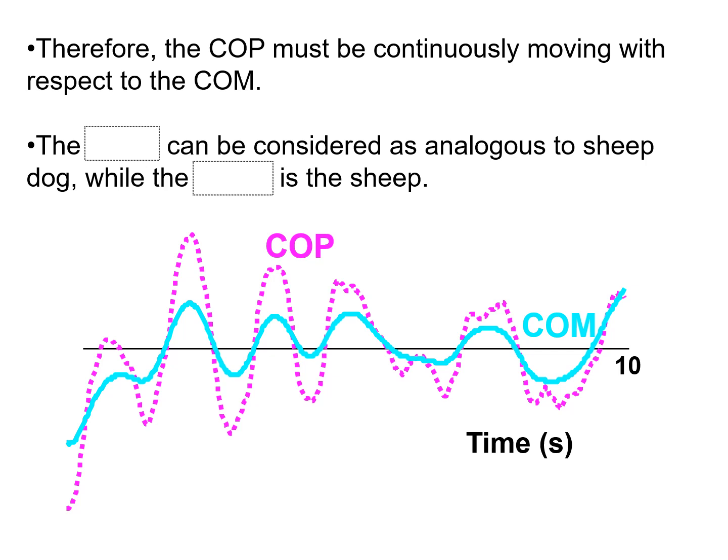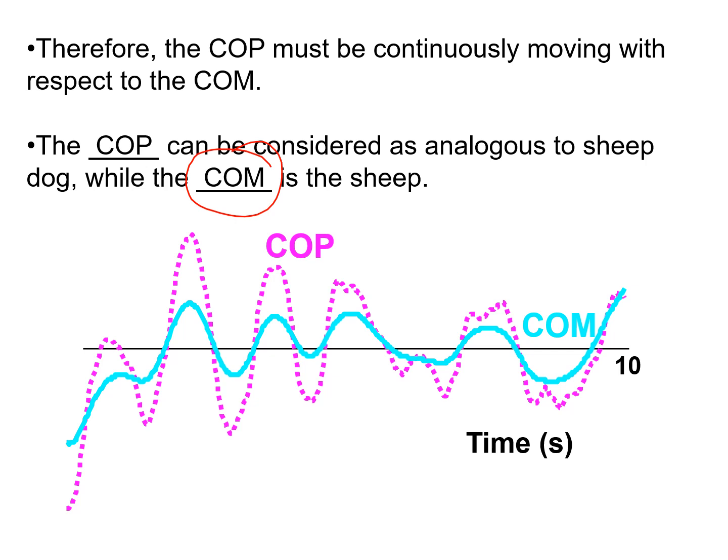So therefore, the center of pressure must be continuously moving with respect to the center of mass. And we'll talk a little bit about this towards our last lecture when we start talking about variability of human movement. One of the larger areas in this is we look at the variability of the center of pressure. But in closing, we'll say that the center of pressure can be considered as analogous to a sheepdog, while the center of mass is the sheep. So our center of pressure must keep in check our center of mass, or we will fall over.